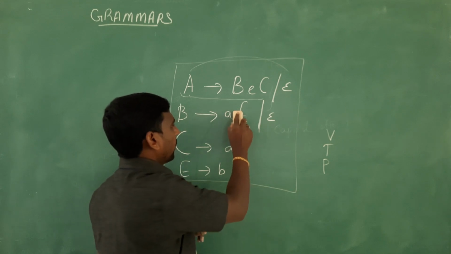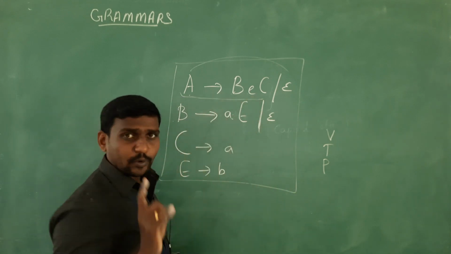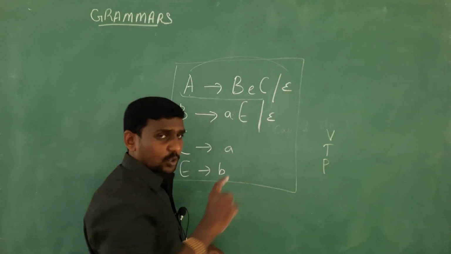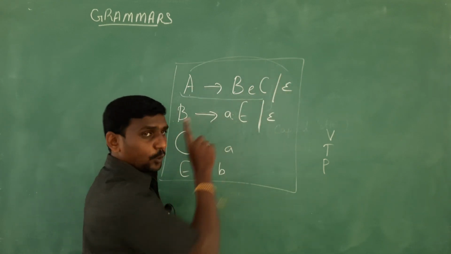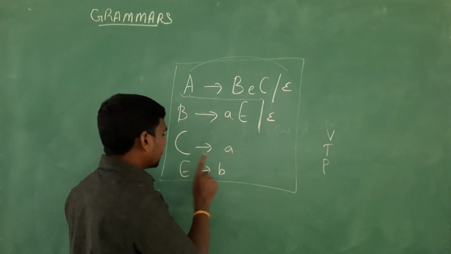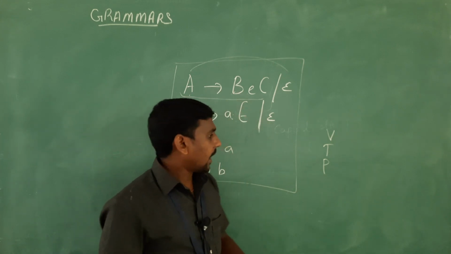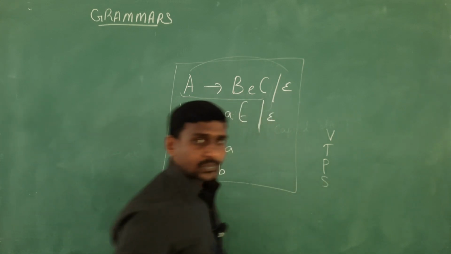And P is a production. How many productions do we have? A tends to BEC, one production. A tends to epsilon, another production. B tends to AE, one production. B tends to epsilon, one production. C tends to A, one production. E tends to B. So 1, 2, 3, 4, 5, 6 productions are there. And S means start symbol.